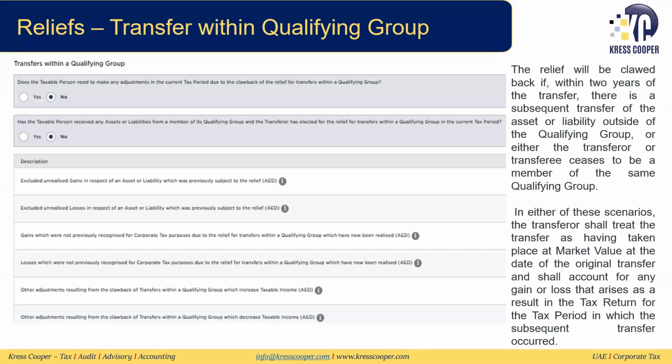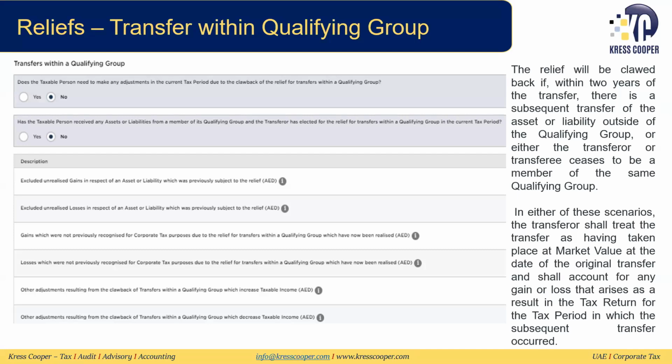So it is asking you whether there is any adjustment that needs to be made due to the clawback of the relief. Again, it's not applicable for the first tax period, but later, if in the first tax period you've made this transfer and within 2 years either the transferee has left the qualifying group or there is a subsequent transfer outside of the qualifying group, then you need to make this adjustment.